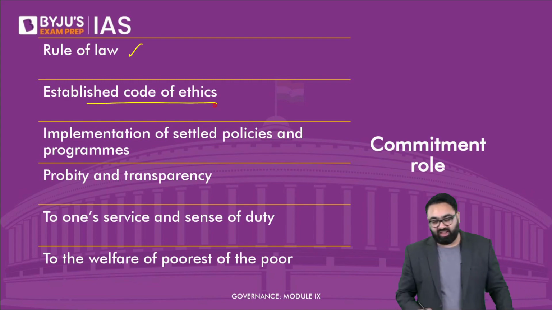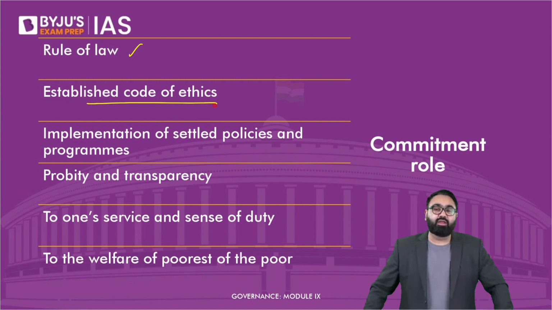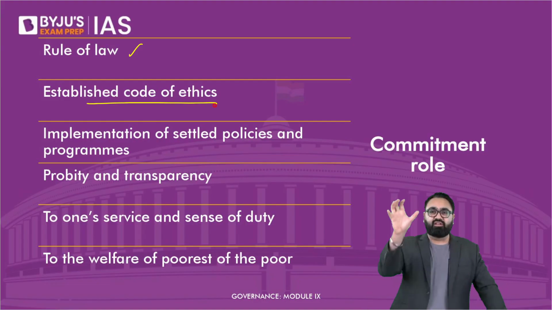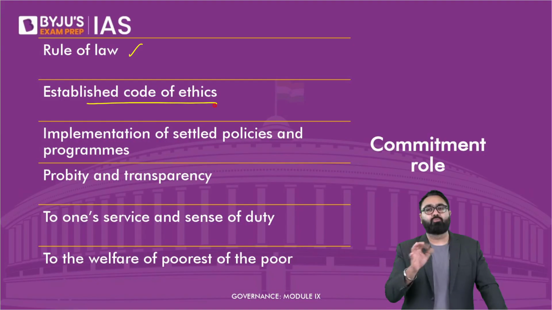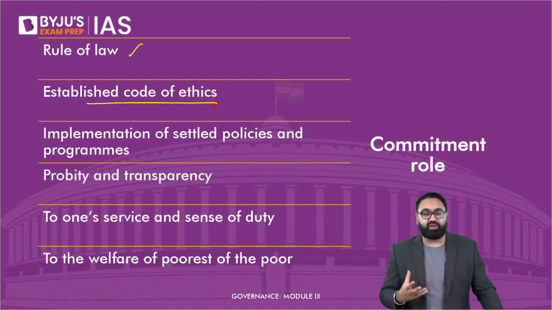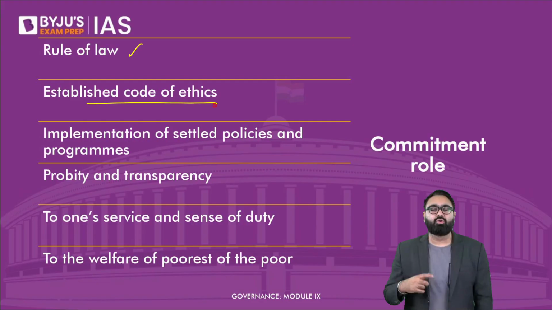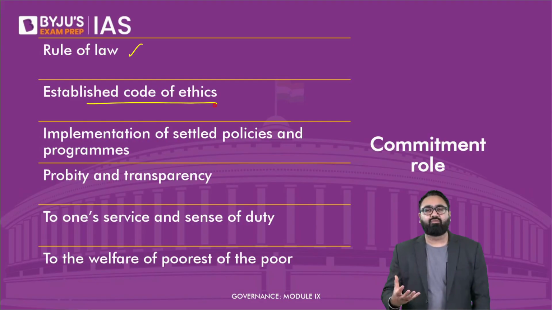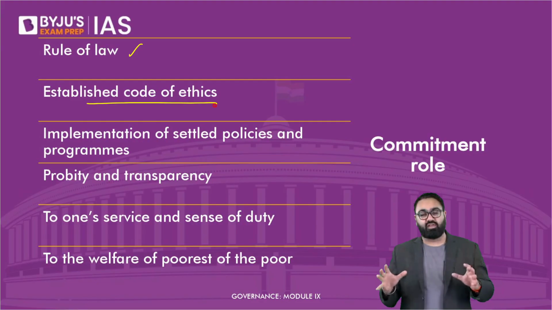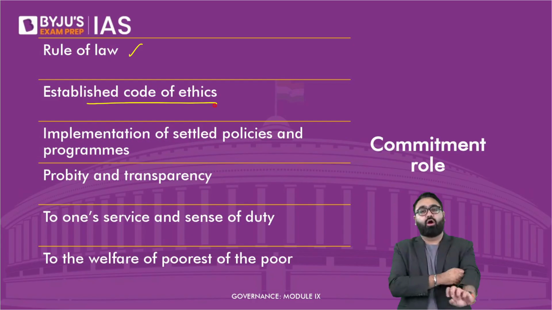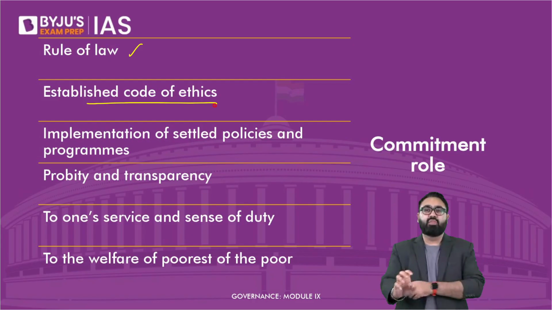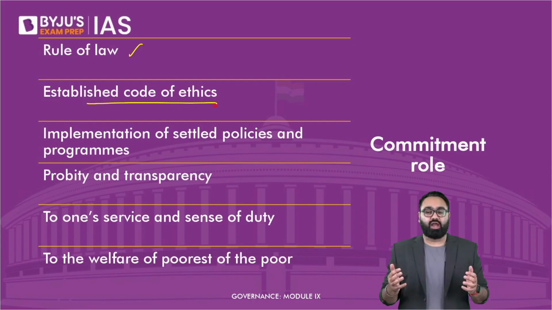Follow the code of ethics. When you become a civil servant, you are given a booklet which tells you how you are expected to perform your duty. It tells you what you are expected to do, how you are expected to greet your seniors, what you are expected to do in front of the people that you interact with. All these are a part of the code of ethics that you have been given or will be given as a part of your service. You will be trained on that also.